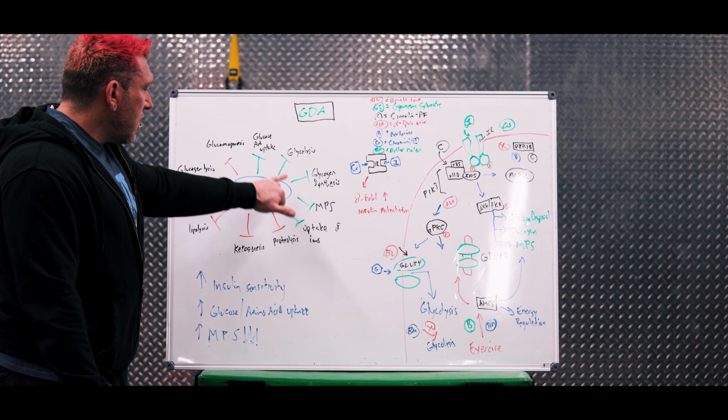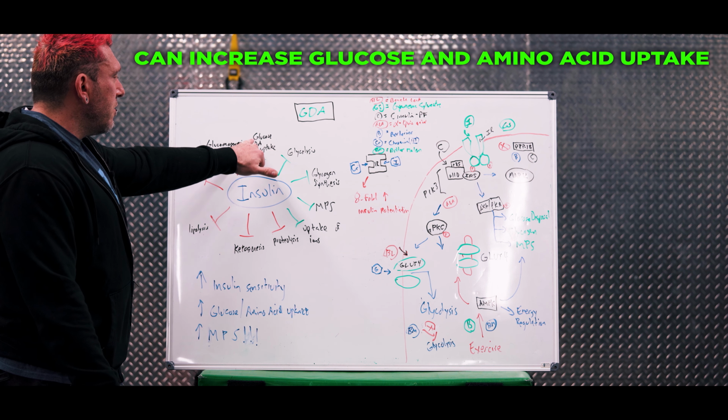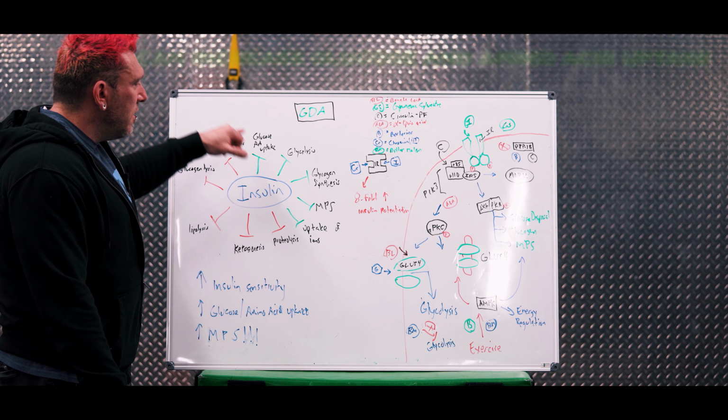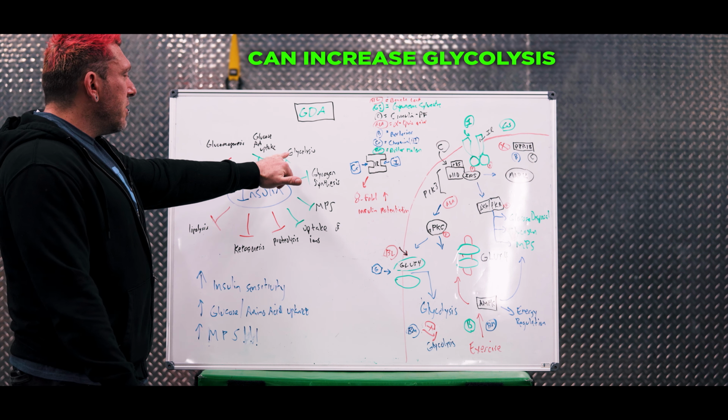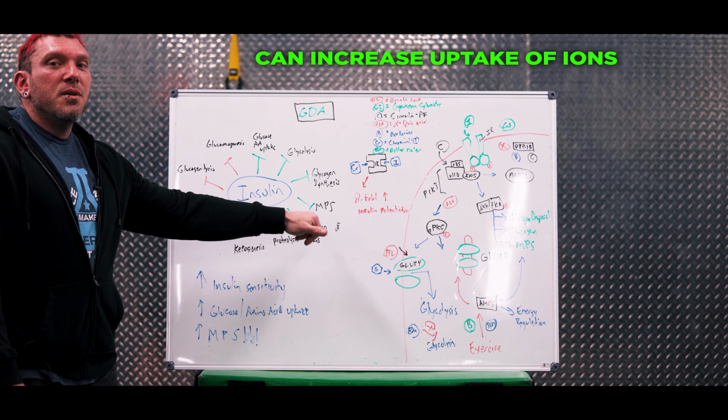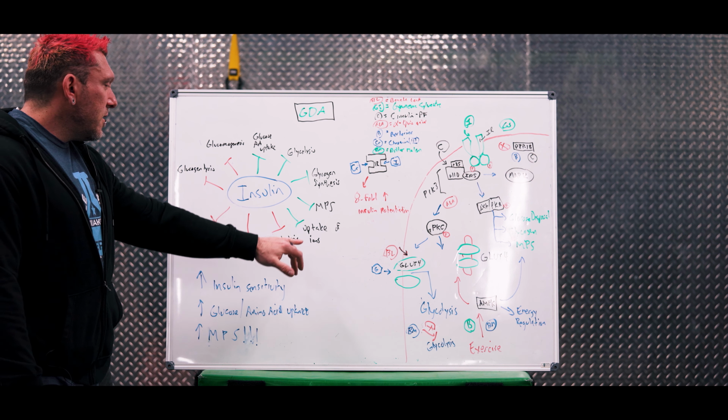And if you look at the positive sides here in green, insulin can increase glucose and amino acid uptake, increase glycolysis, which is a breakdown of carbohydrates, increase glycogen synthesis, which is carbs inside your muscles, increase muscle protein synthesis, which is what we're all after, increase the uptake of ions like potassium, phosphate, sodium, things like that.